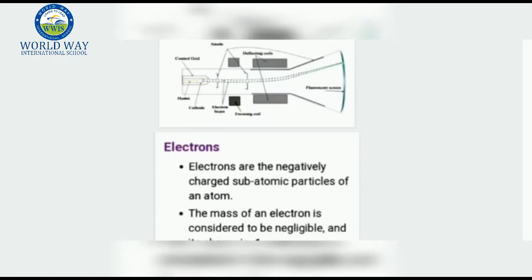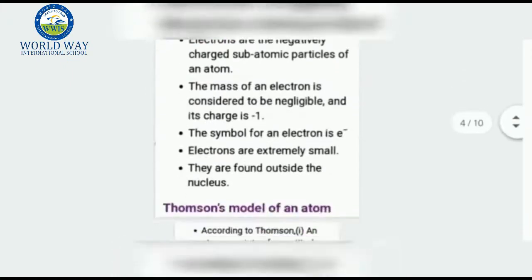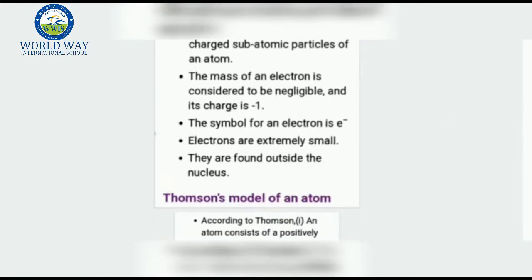Now we'll see the properties of electrons. These are negatively charged subatomic particles of an atom. The mass of an electron is considered to be negligible and its charge is -1. The symbol for an electron is e negative. Electrons are extremely small and are found outside the nucleus.